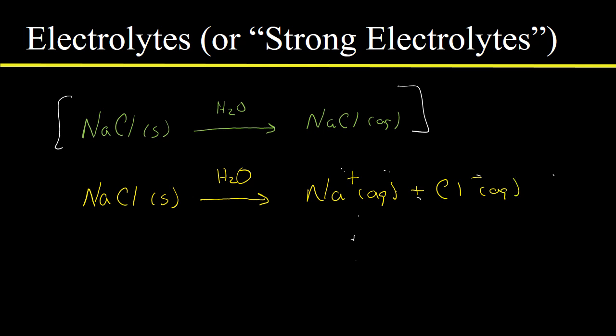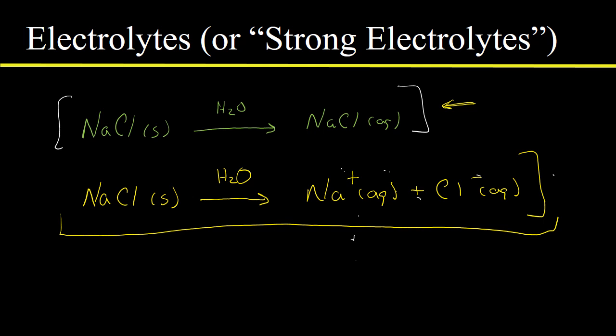Okay. So this is two ways of saying the same thing. In both cases, you're just saying sodium chloride dissolves in water to form aqueous sodium chloride. This one up here, this is fine 9 times out of 10. It's just a shorthand way of saying this down here, which is a little bit more complete and a little bit more accurate, making the point that when sodium chloride dissolves, it forms sodium ions and chloride ions.